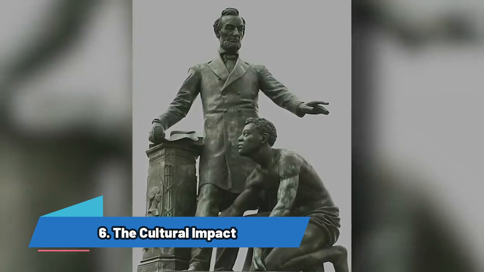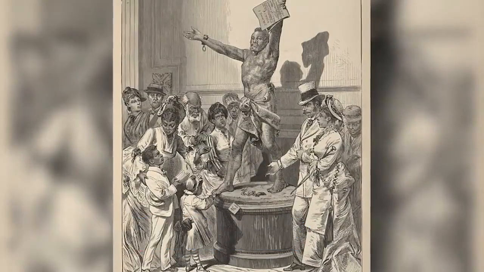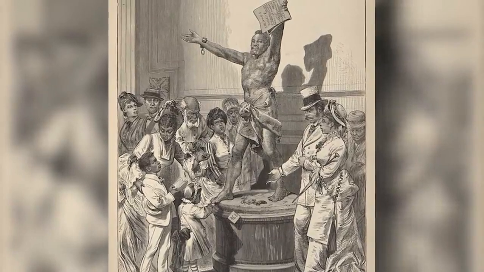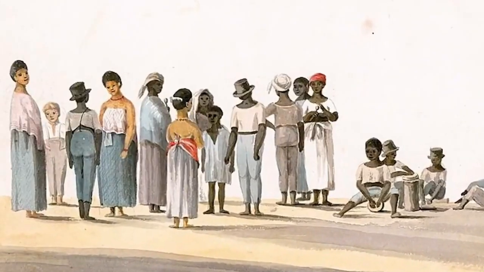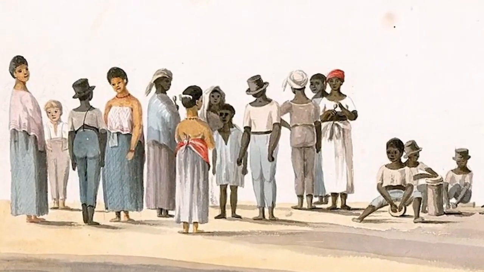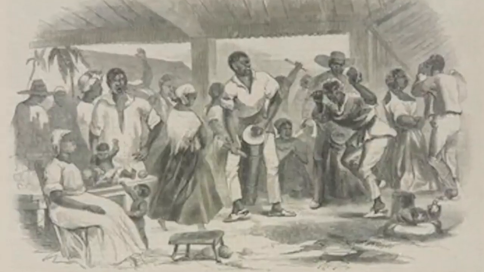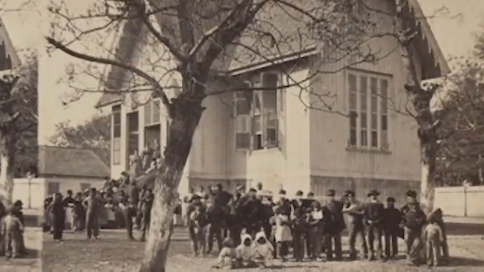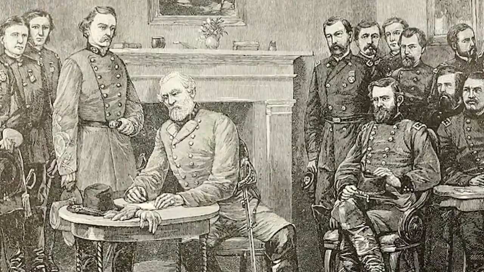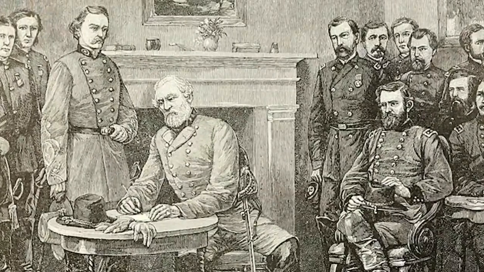6. The cultural impact. The slave trade also had profound cultural impacts, both in Africa and the diaspora. The forced migration of millions of Africans led to the dispersion of cultures, languages, and traditions across the globe. Enslaved Africans in the Americas and the Arab world preserved aspects of their heritage, blending them with new influences to create rich, hybrid cultures. In the Americas, the African diaspora played a crucial role in shaping the cultural landscape, from music and dance to cuisine and religion.